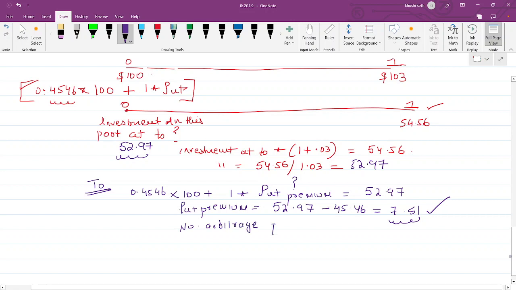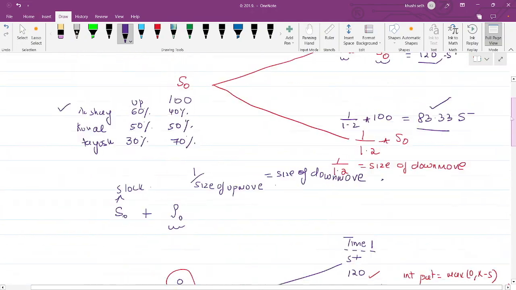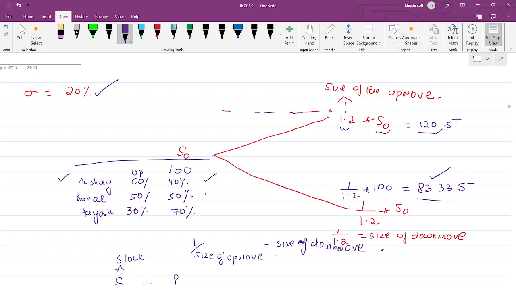Now, if the actual price in the market is more than 7.51, then we are going to short the put option. And if the actual price in the market is less than 7.51, we are going to go long on the put option. Right? Now, the first question that will come into your mind is, do these probabilities matter? What you and I think of the probabilities of an up move or down move, does it matter while calculating the put option premium?